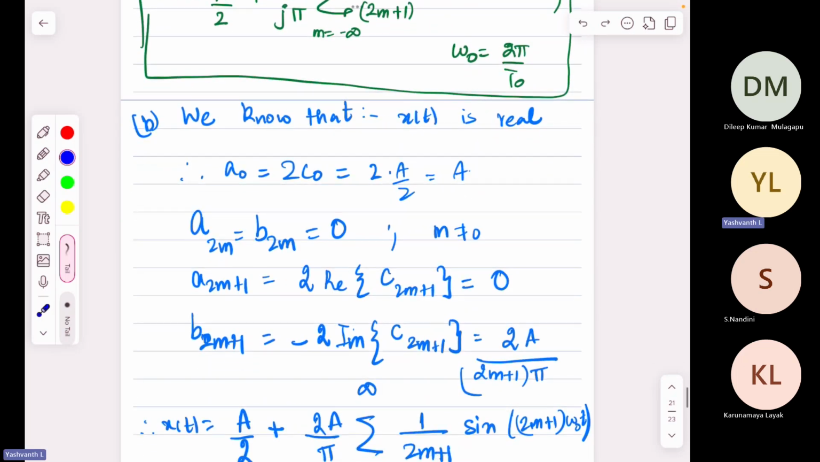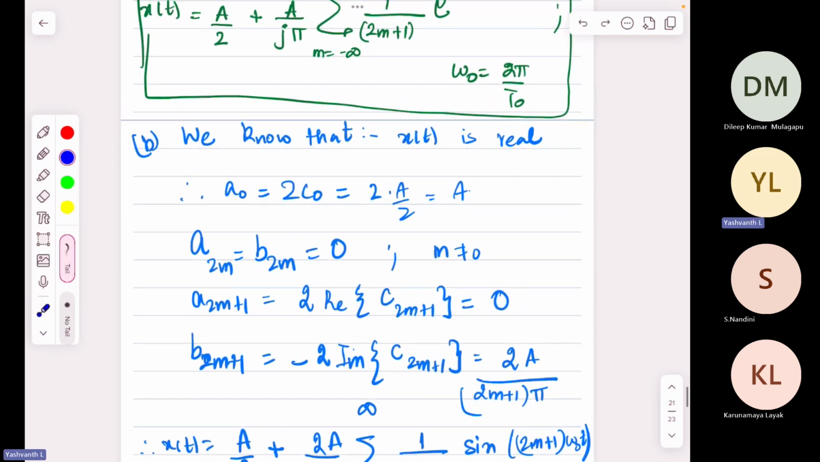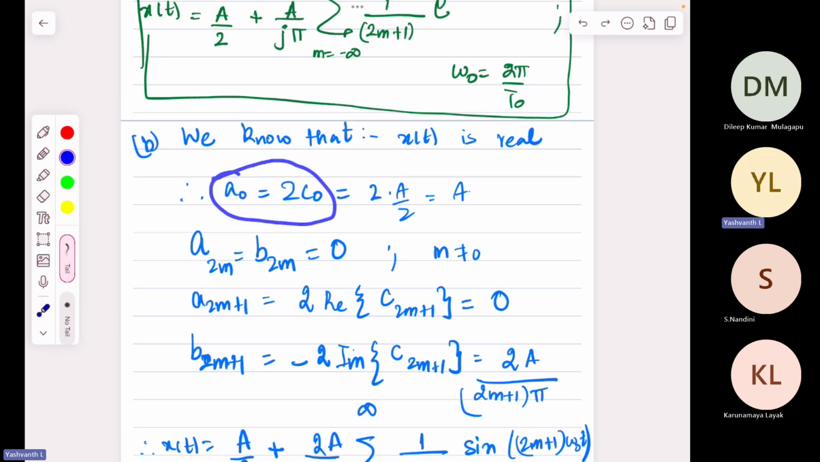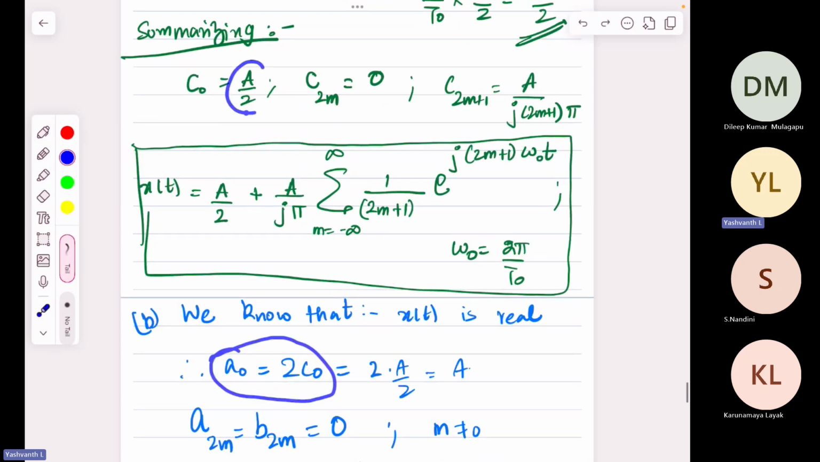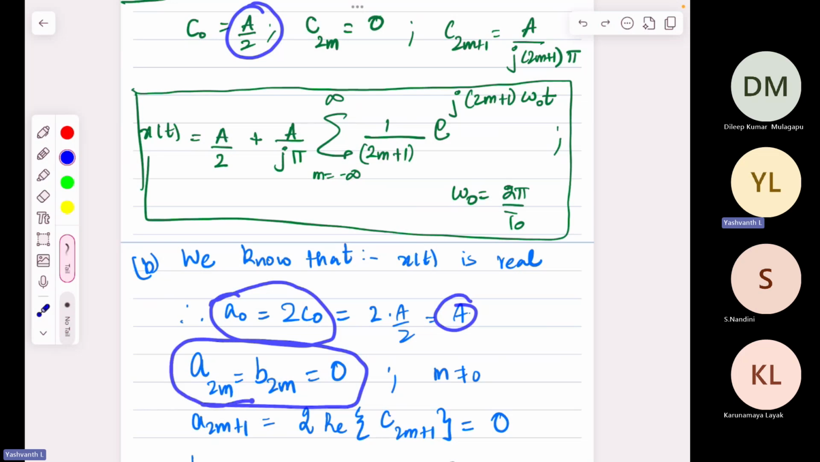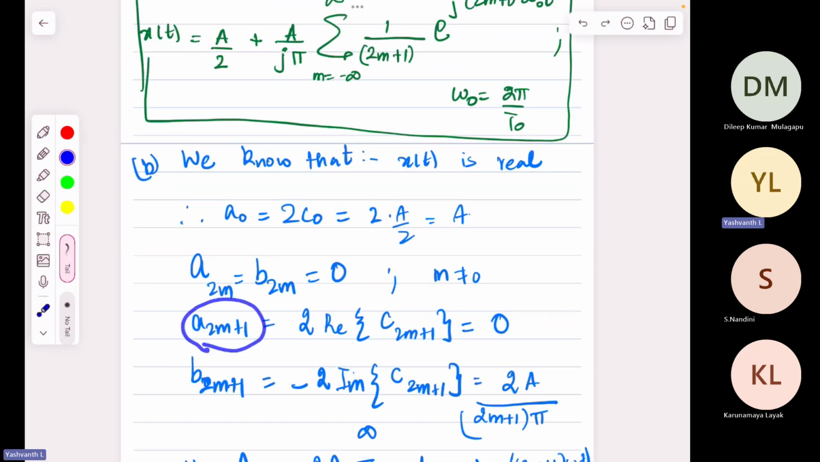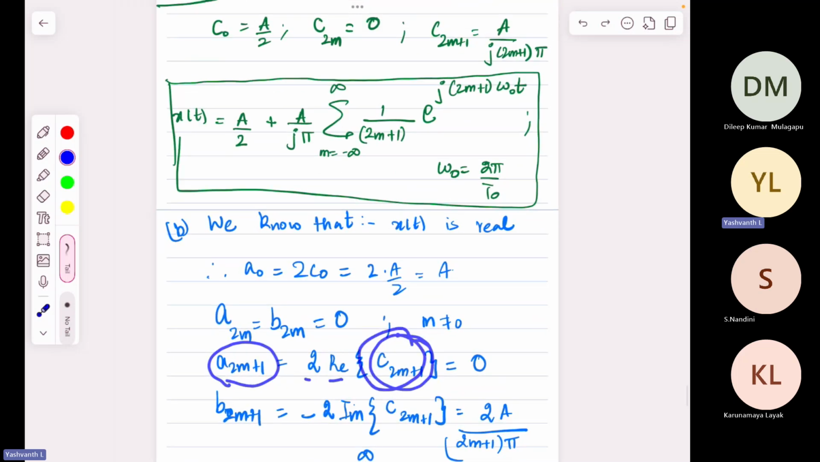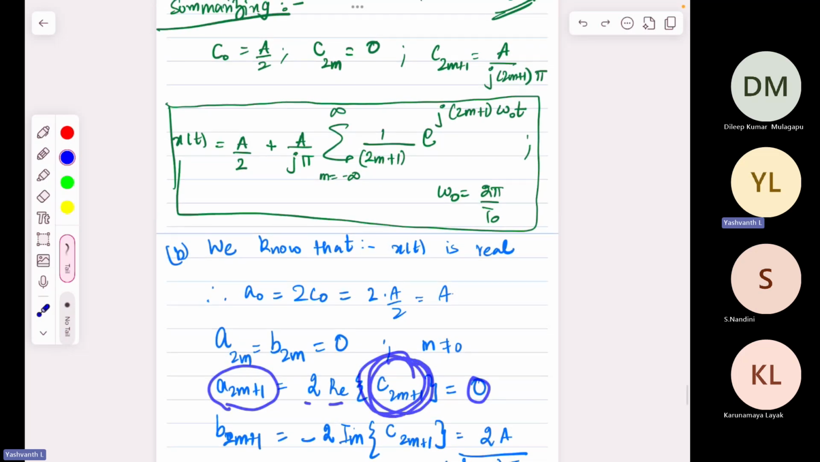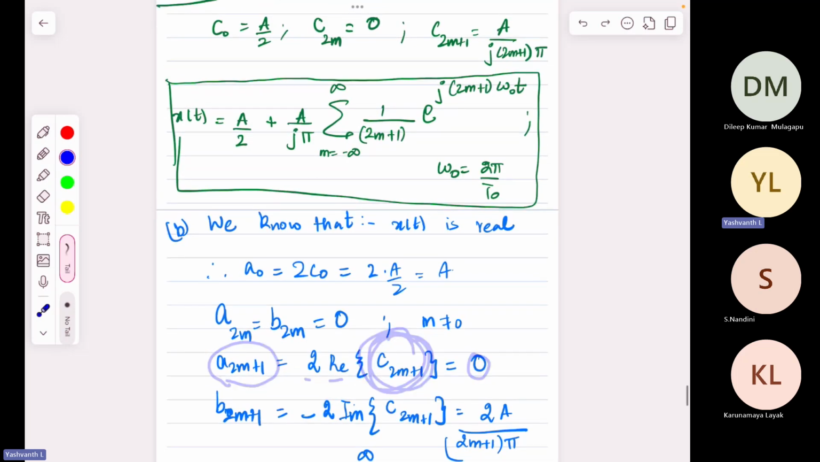Therefore, you go back to the relationships I told you at the start of today's session, in part 1. For a real signal, your a0 is equal to 2 times c0, and you know that c0 is equal to A by 2. Therefore, a0 becomes A. Your a2m equal to b2m will be equal to 0. That is, whenever the even indices come, the corresponding coefficients become 0. And what we know is that for all odd indices, a2m plus 1 is equal to 2 times the real part of c2m plus 1.